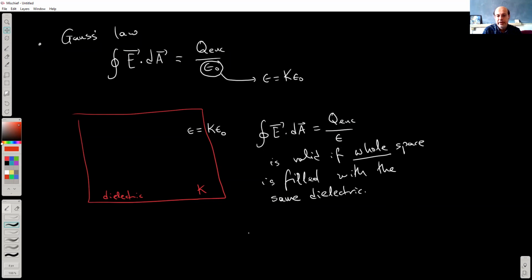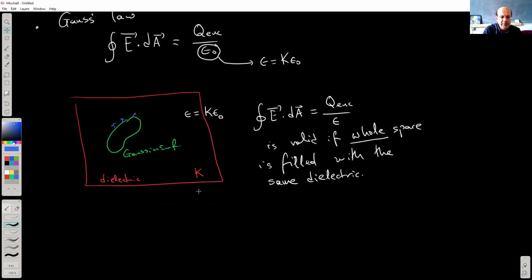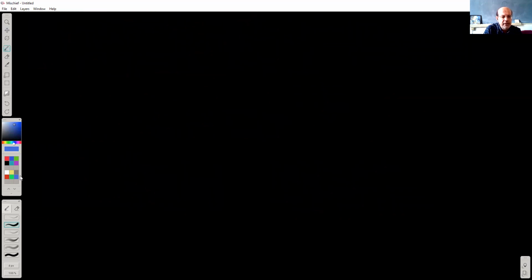But if the dielectric, right? So let me actually show the surface something like that. All right, so that's my Gaussian surface. Let's call it the Gaussian surface. And just remember that I'm evaluating the integral of the electric field over that surface. As long as the whole Gaussian surface is inside the same dielectric, this is actually true. I'm just going to talk about this in a moment.